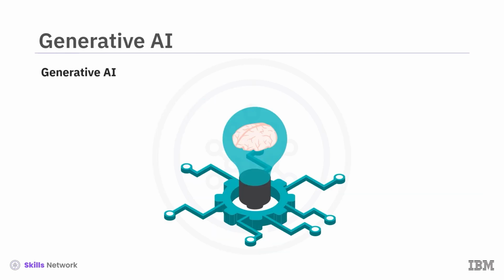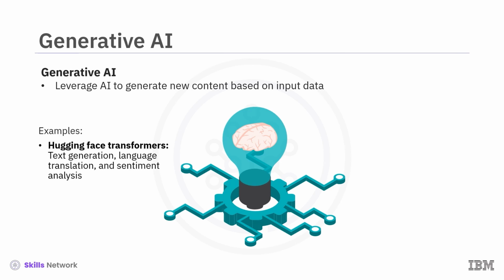Generative AI tools leverage AI to generate new content based on input data or prompts, such as text, images, music, code, or other media. Here are some examples. Hugging Face Transformers is a powerful library of transformer models for NLP tasks, such as text generation, language translation, and sentiment analysis. ChatGPT is a powerful language model used for text generation, building chatbots, and other NLP tasks.